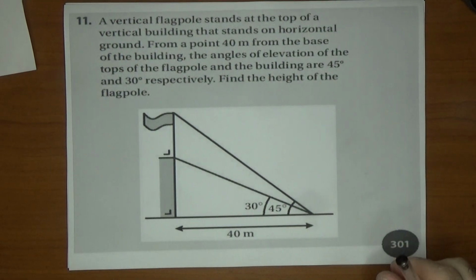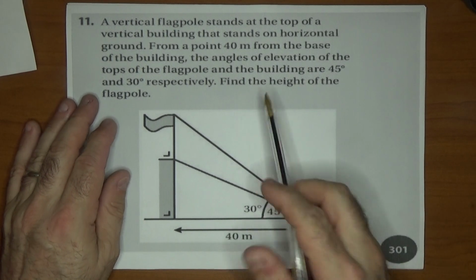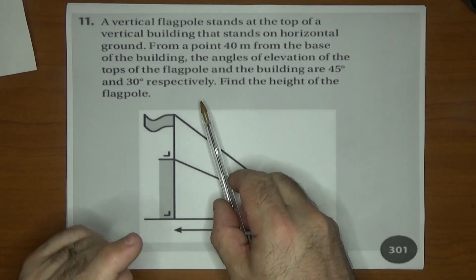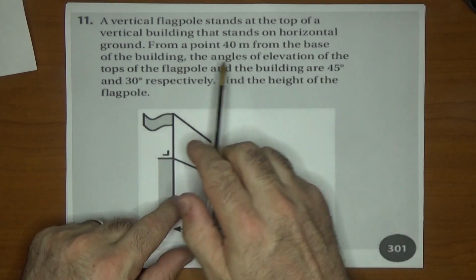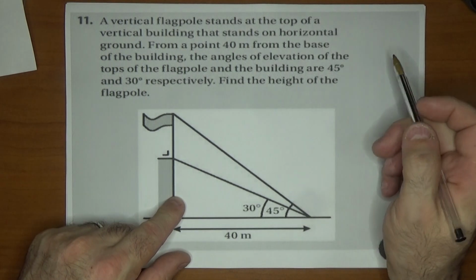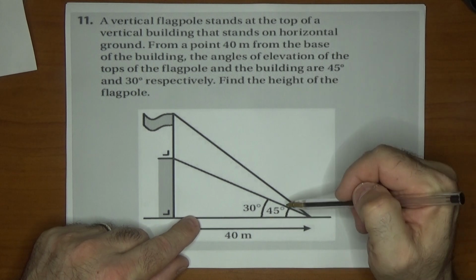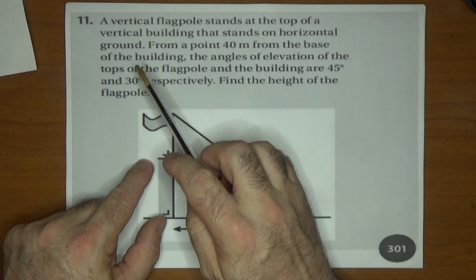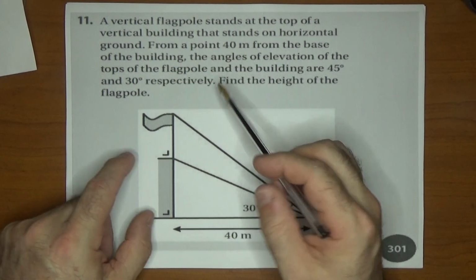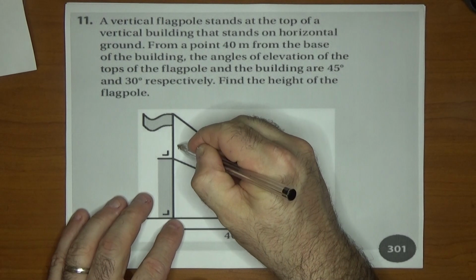Okay, moving on to question 11. So we have a vertical flagpole. I'm pretty much sure we have all the information we need. I'm just thinking about what they want. Find the height of the flagpole. So that'll be this height here. The angles are 45 degrees, the big one, and 30 degrees respectively. So there's the building and there's the flagpole. We only want this height here.